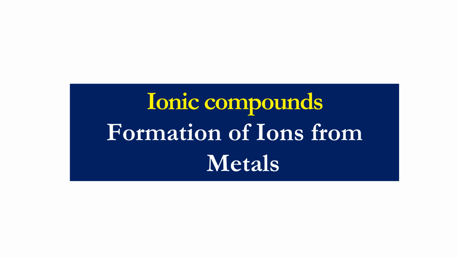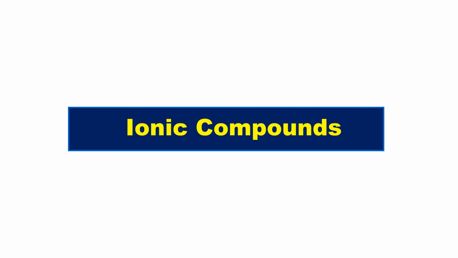For today's lecture, we will study ionic compounds and formation of ions from metals. What are ionic compounds? Ionic compounds are compounds that contain ions. They can be cations or they can be anions. These ions are formed when atoms gain or lose electrons. When atoms lose electrons, they are positively charged. And when atoms gain electrons, they are negatively charged.